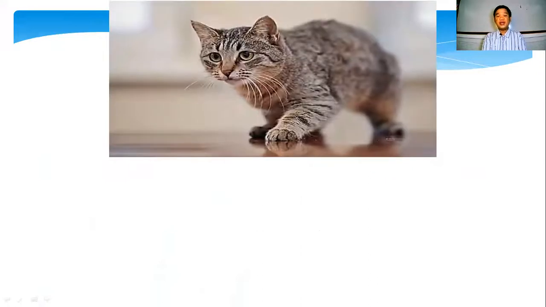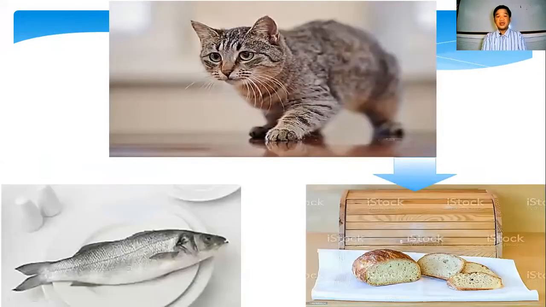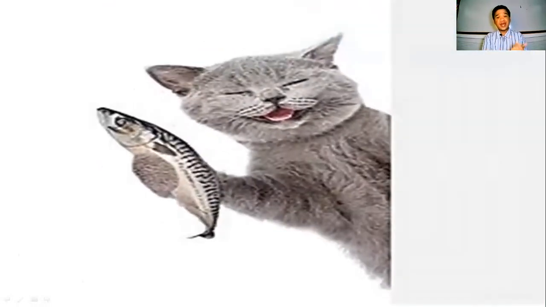So we have here a cat, and then the cat sees the foods, which are the fish and the bread. And then you also predict that the cat will catch the fish, not the bread, because cats like to eat fish. Now, in conclusion, you're able to predict that the cat will get the fish. So that is already a prediction.